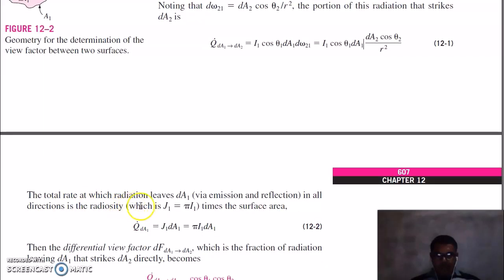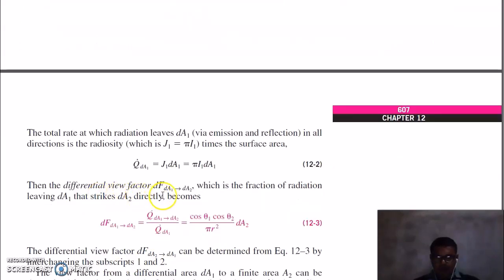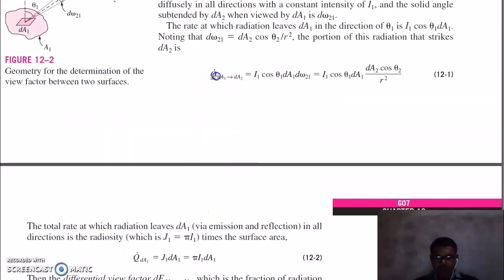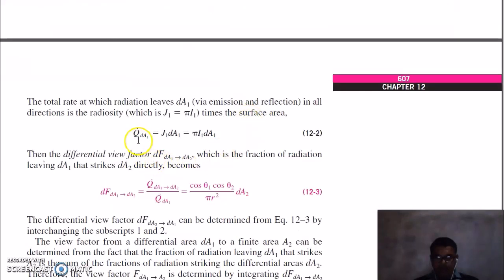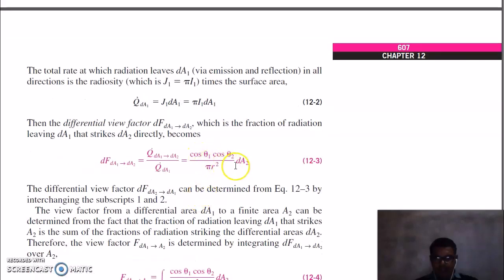The total rate at which radiation leaves dA1 in all directions is the radiosity J1, equal to pi I1, times the surface area. So Q dA1 is equal to J1 dA1, which is equal to pi I1 dA1. The differential view factor from dA1 to dA2 is described as the ratio of Q from dA1 to dA2 to the Q leaving dA1, which is this in this case.